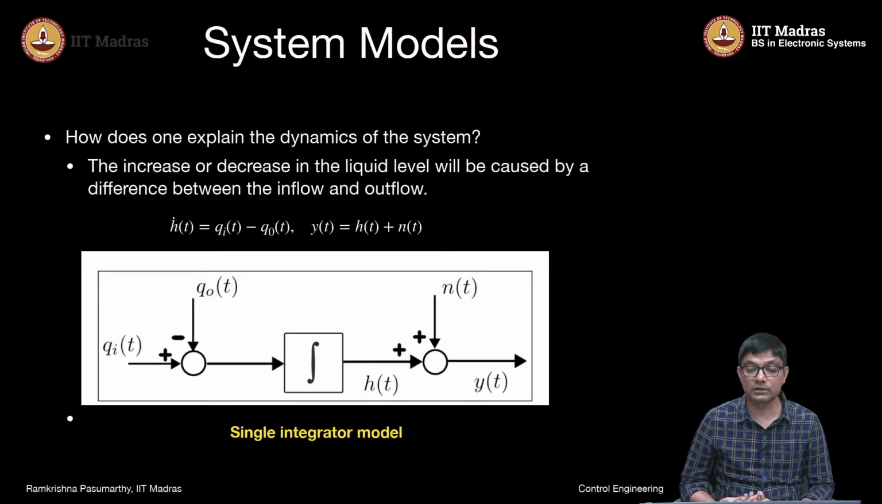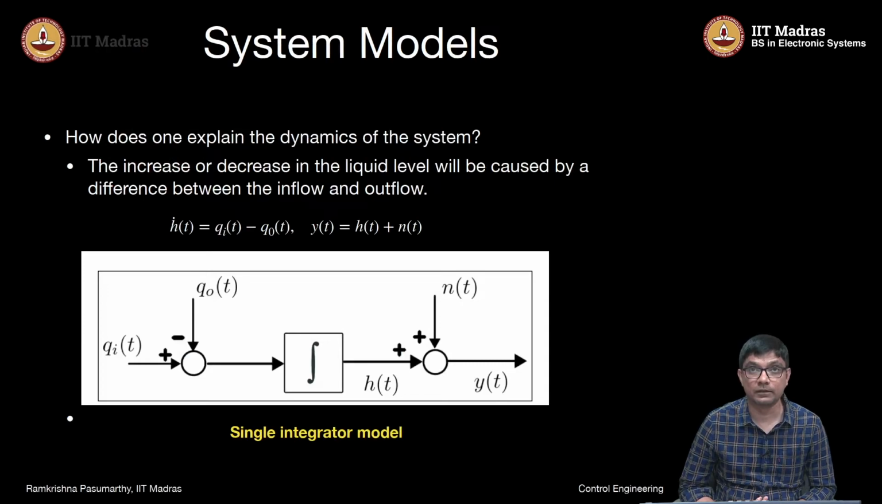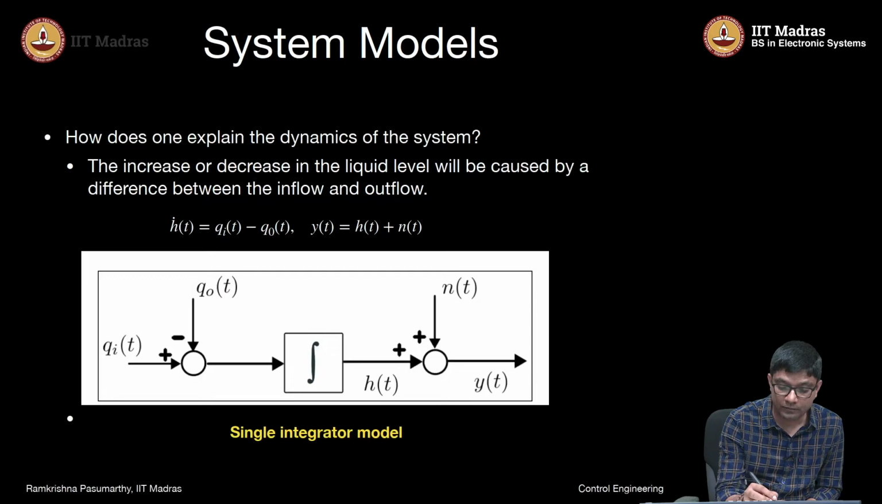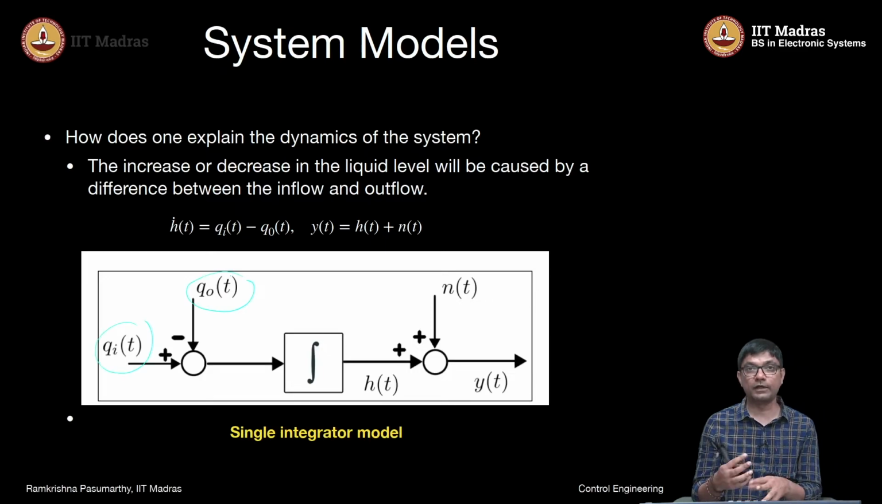Okay, the first step is how does one explain the dynamics of the system? What we see is I have a certain inflow and a certain outflow, and the difference of inflow versus outflow is what causes my height of the water level to increase, right? And this increases or decreases with time, right? So h is depending on time.